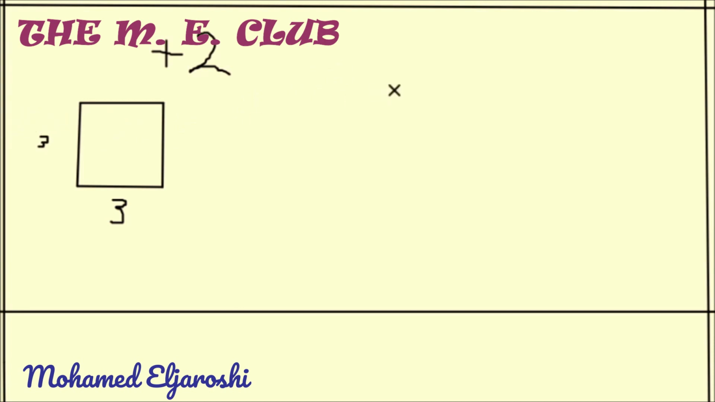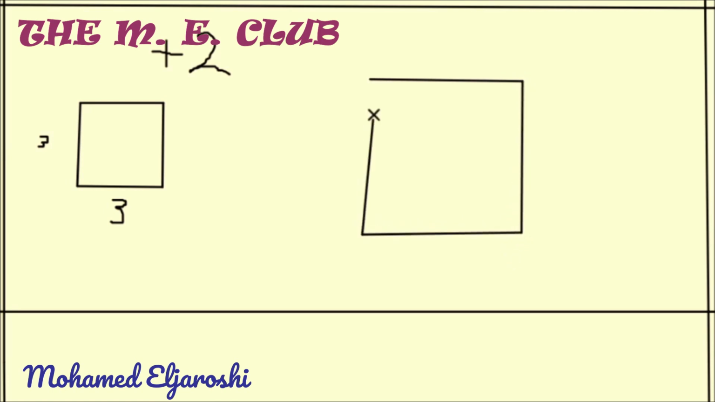Let's say this is the new shape here, in which we multiplied it by 2. So we got sides of 6 centimeters, because 3 times 2 equals 6. Very good.